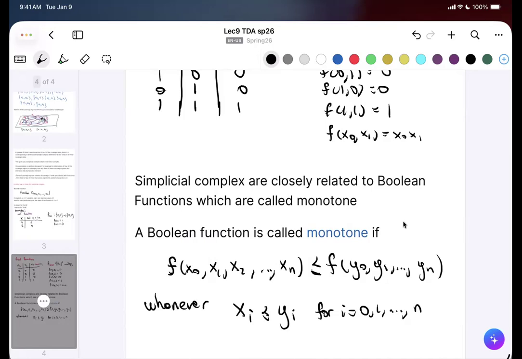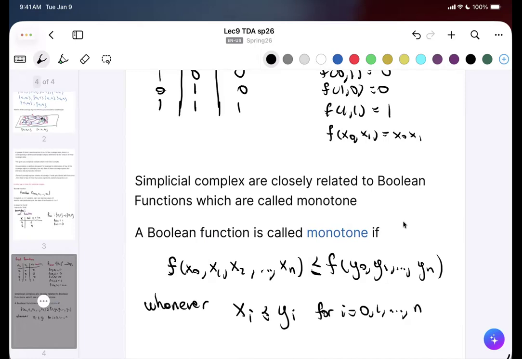What I'm saying is, of course, all of these variables, because they're Boolean variables, will only take two values, which are 0 and 1, right? So what that's saying is that if the values that you assign to all the Boolean variables are entry-wise less than or equal to the values of the other variable, then the function outputs a larger number for the second case.